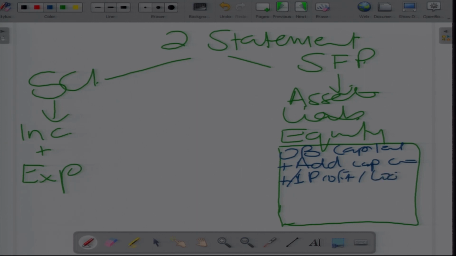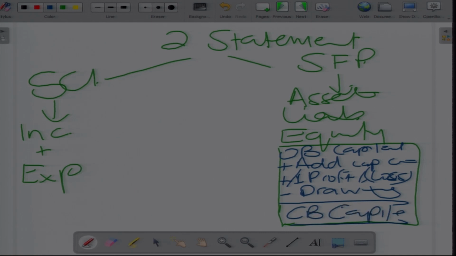Now guys, if they don't say anything about retained earnings in your question, don't even put it in here. Minus drawings gives you your closing balance capital. This is actually your equity answer. So if this answer is 15,000, your equity will be 15,000. Okay, guys, so this is what you need to know before we do the two statements.